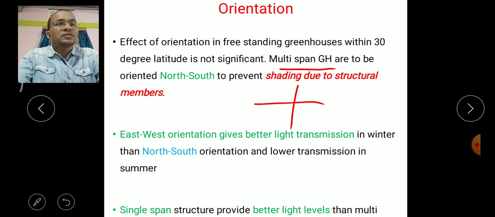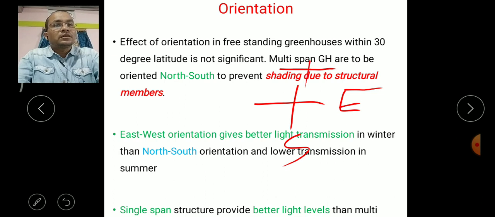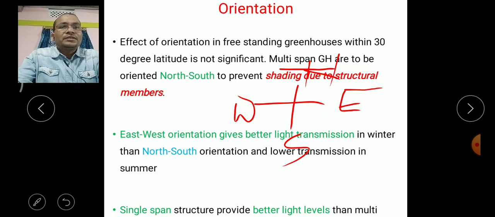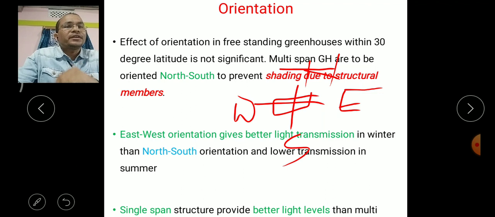Here it is east, south, north, west. If it is multi span, north south is preferable, where shadow formation will be reduced. If it is single span, then an east west layout is preferable, where maximum transmission is possible and shadow formation is minimized. East west orientation gives better light transmission.